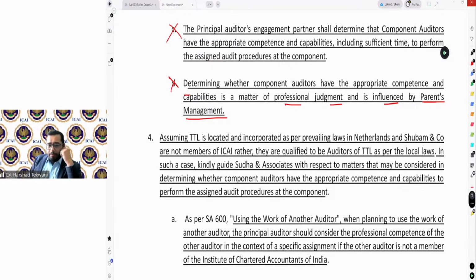What if I decide I cannot rely upon the work of the component auditor? Let's say, because of XYZ reason, I cannot consider the work being performed by the component auditor in the Netherlands, because there are a lot of differences between the work that they are performing and the work I require. What will I do? Sorry, not internal auditor, but component auditor. My mistake.